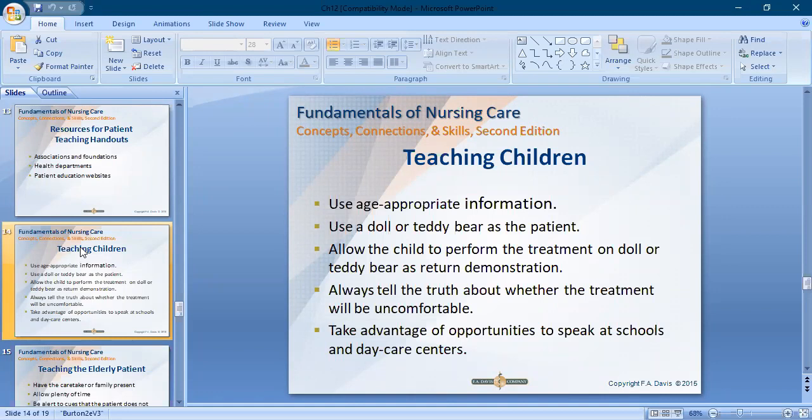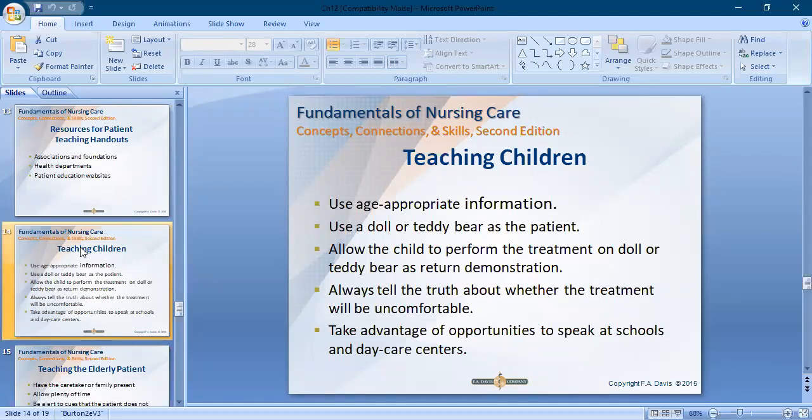Also use a doll or teddy bear to demonstrate, not just modeling here. Allow the child to perform the treatment on the doll. Suppose you are going to give insulin, because diabetes is also common in children, juvenile diabetes, right? So you tell them what I did. Can you show me on the doll or teddy bear? They do this, right? And they actually learn.